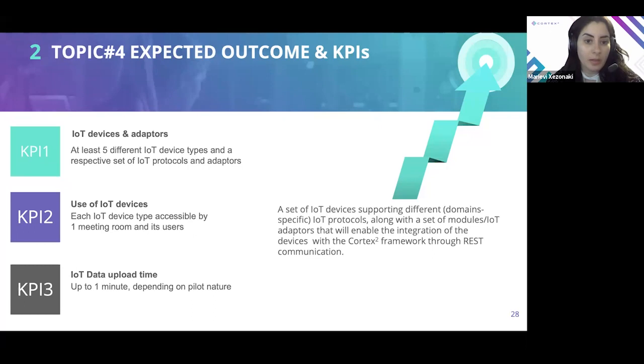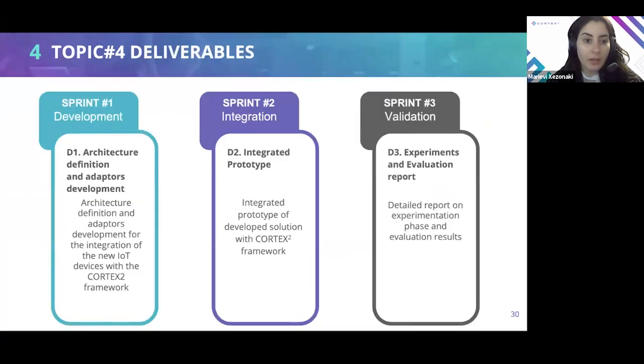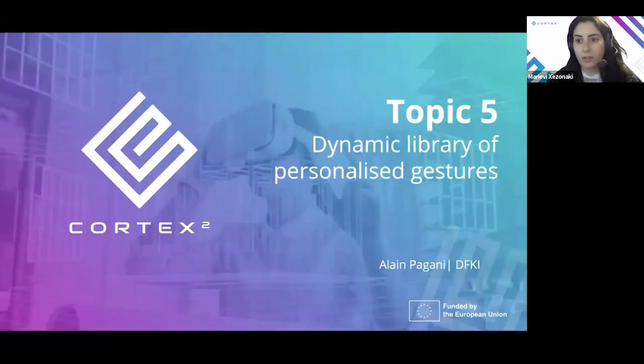So the deliverables that we are going to show in the next slide are the first phase. The first phase deliverable is the definition of the architecture and the development of the adapters that will be required to integrate the IoT devices into Cortex. Then the second deliverable will be the integrated prototype, meaning the new modules that are going to be developed integrated with the modules developed within Cortex. And finally, the last deliverable will be a detailed report on the experimentation phase and the evaluation results that are going to be produced. I think that's it for topic 4.